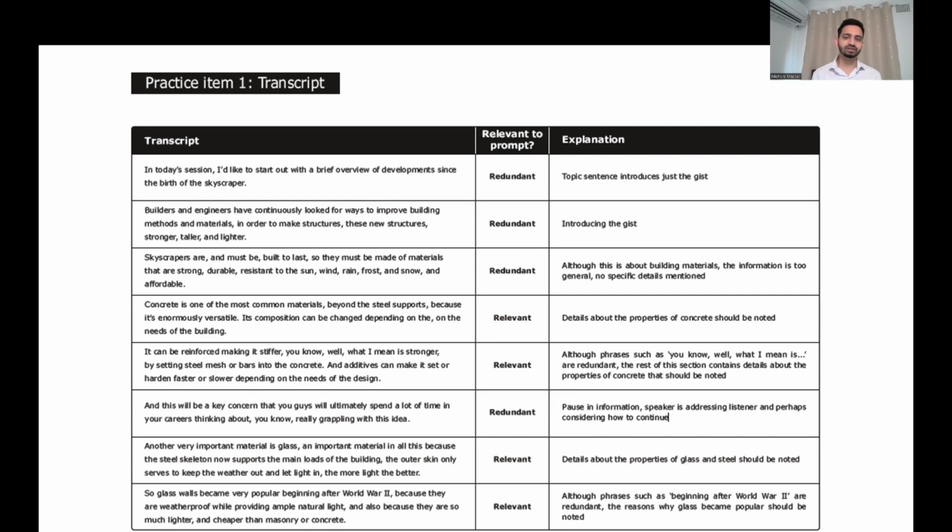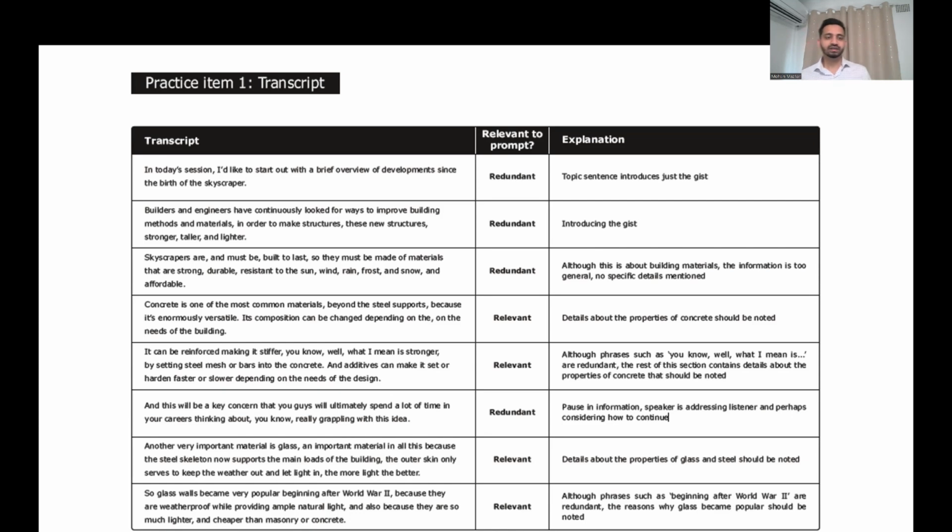So that was the catch. That's the one that you will use and you would select, because that's the false statement. So it gives you the relevant information. This piece of information is the relevant information. It gives you the details about the properties of concrete that should be noted.